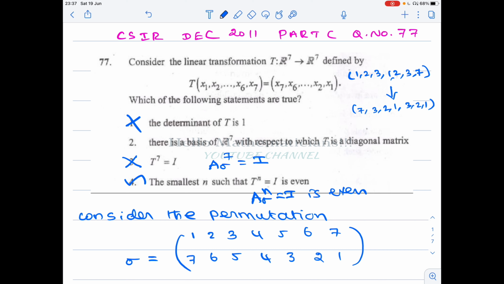They are saying that there is a basis of R power 7 with respect to which T is a diagonal matrix. So before this video, earlier we have made 3 videos on CSIR problems on diagonalizable matrices. In part 1 of that video, we proved that to diagonalize a matrix over R, its eigenvalues should be in R.